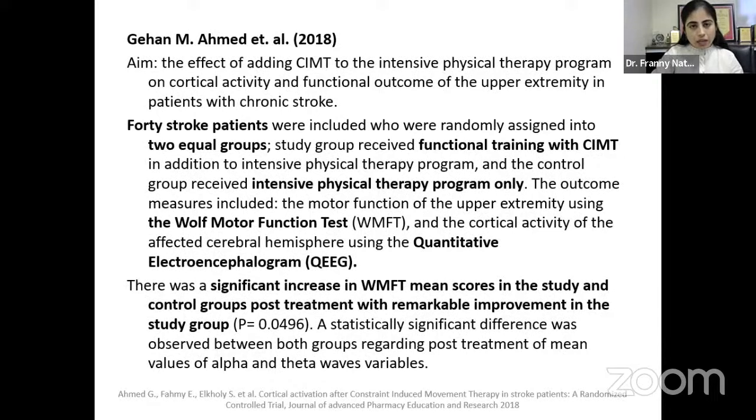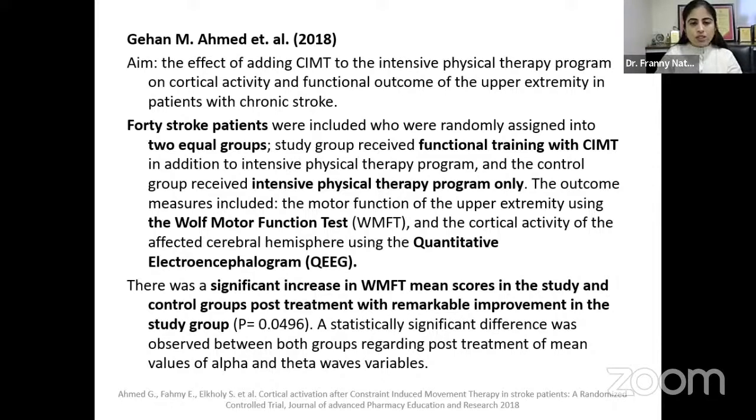This is one study performed in the year 2018 with the aim to see whether the addition of CIMT to the regular physical therapy program, or the conventional therapy, has any effect on cortical activity and on various functional outcome measures for the upper extremity. There were 40 stroke patients who were divided into two equal groups. The first group performed functional training with CIMT along with the conventional therapy, and the second group performed an intensive physical therapy program only.